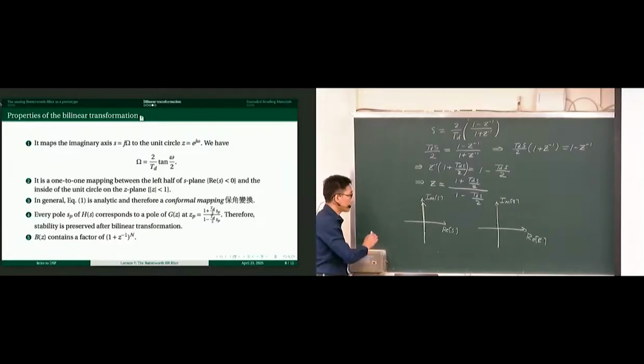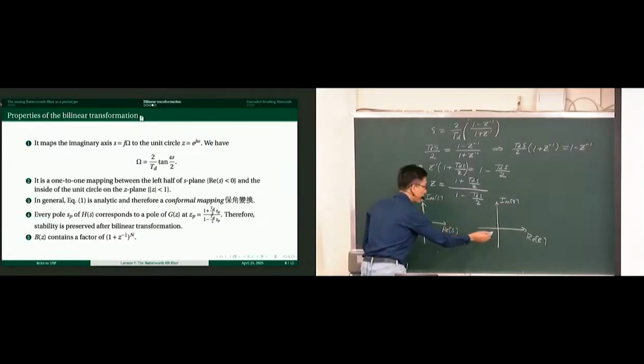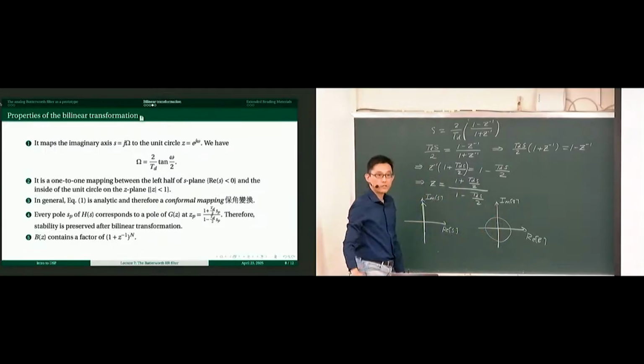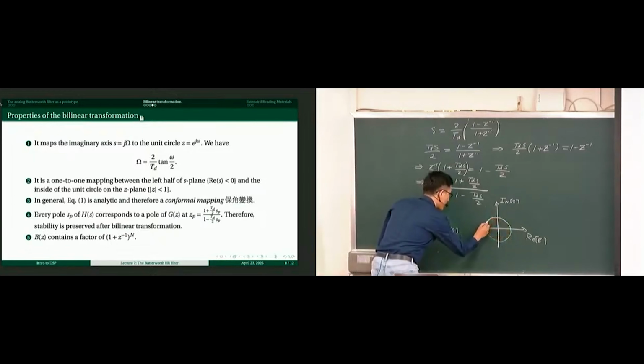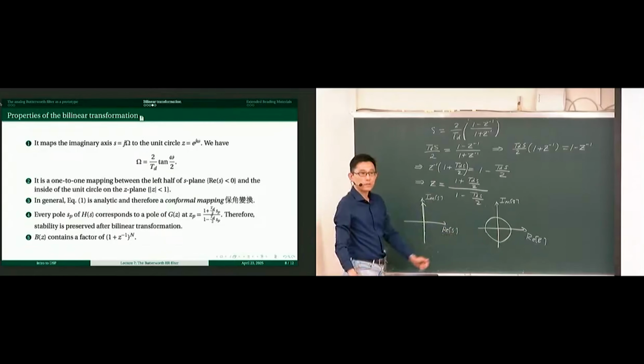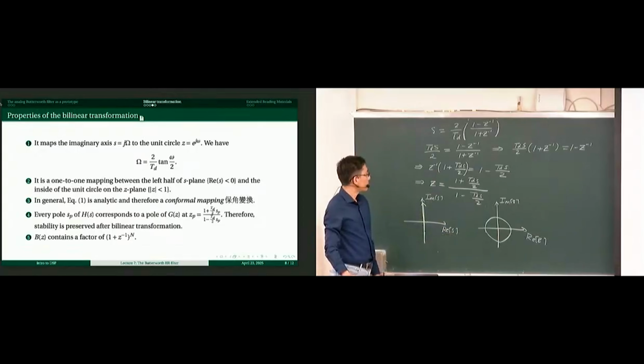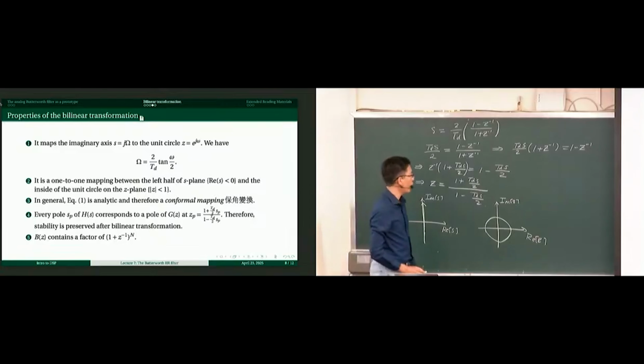Then, transforming to the Z domain, the path, the contour becomes a circle. Actually, the unit circle. Have we shown that? Yeah, it's a part of your homework. I forgot, but it's rather easy to show. You just need to show that. But that's a result: the imaginary axis is mapped to the unit circle. That's property one.